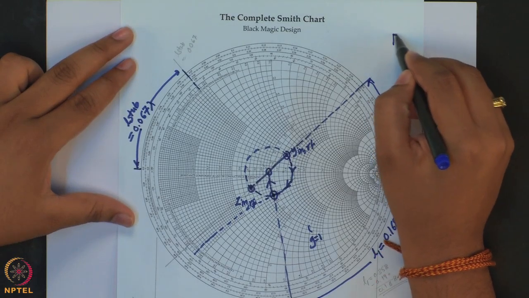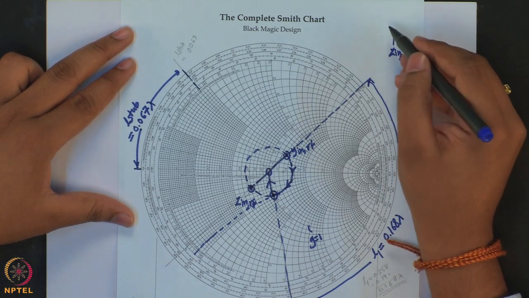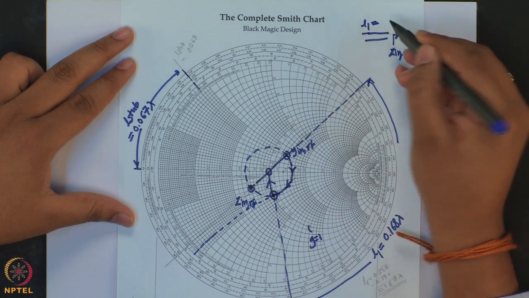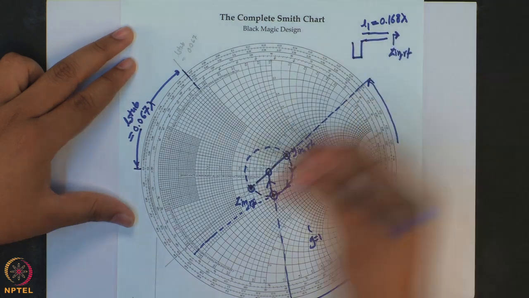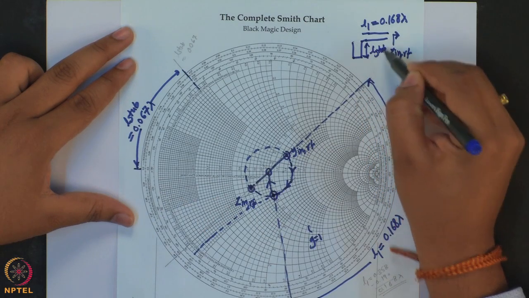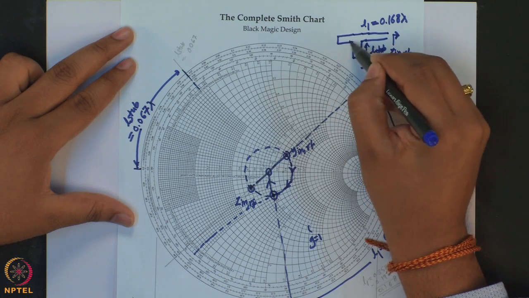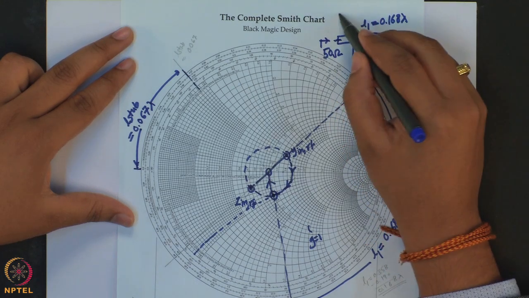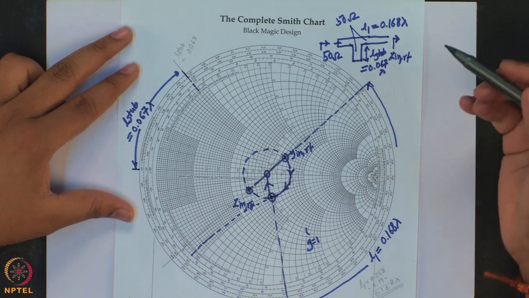So our final design will be like this. At this point, I have some Z in RF, which we have seen from the S11 simulated chart. And then I'll have a series line with length L1 equal to 0.168 lambda. And then I'll have an open circuited stub because I started from this point, and this length L stub will be equal to 0.067 lambda, and then I'll have my 50 ohm looking into this port. Now the characteristic impedances of both these lines is 50 ohms. This is our matching network design for the RF frequency for a given impedance value.